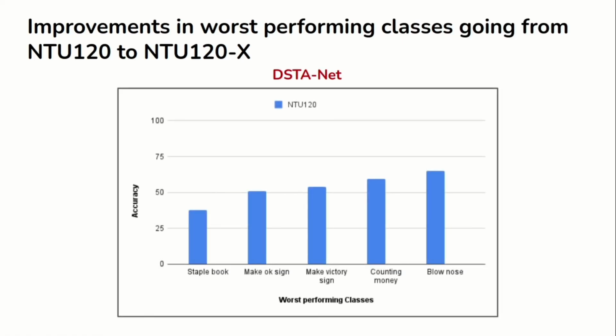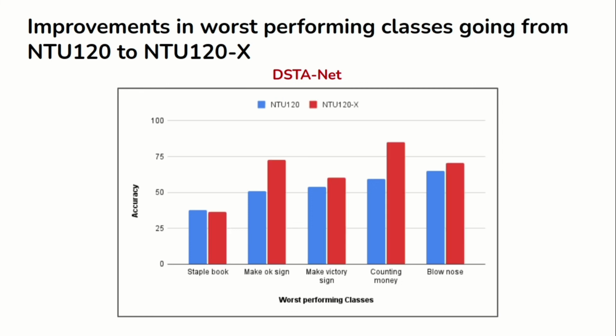A similar trend can be observed for the NTU120 dataset. This bar plot shows per class accuracy for the worst performing classes of DSTA-Net on the original NTU120 dataset. Again, most of these classes involve finger level movements. And when we go to the NTU120-X dataset, we can see significant improvements in the accuracy of these classes.